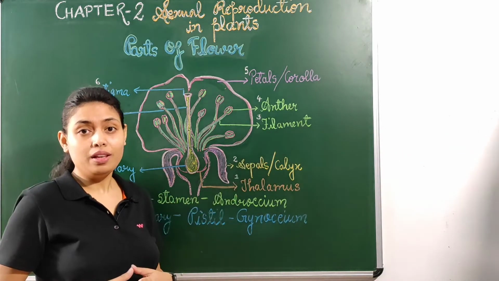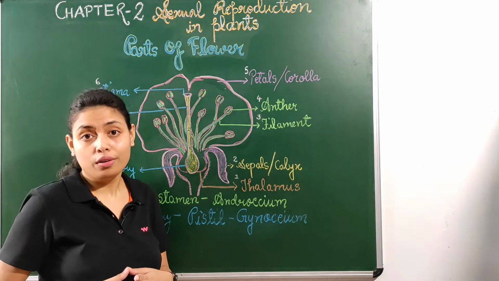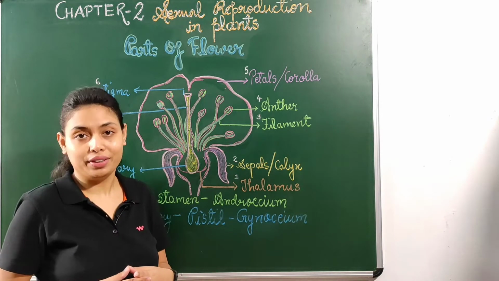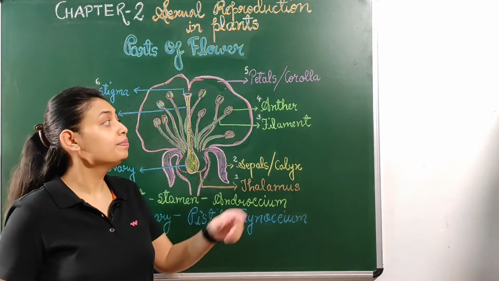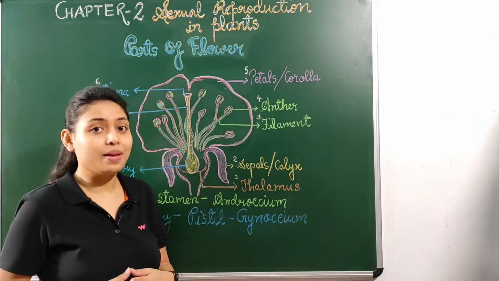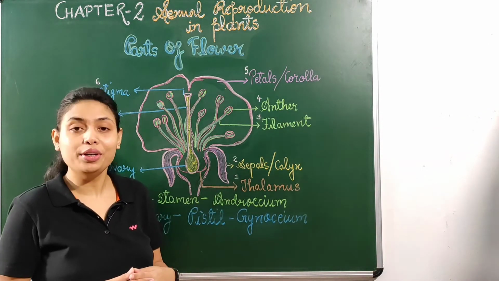Filament. Filament is a long stalk and holds anther. Now what is anther? Anther is a place where pollen grains are produced.